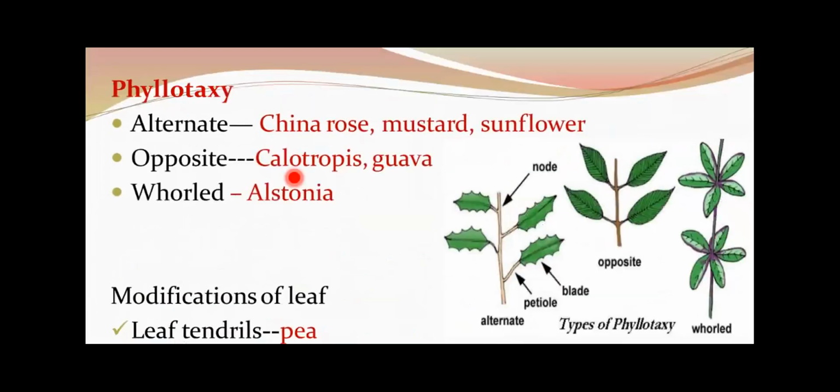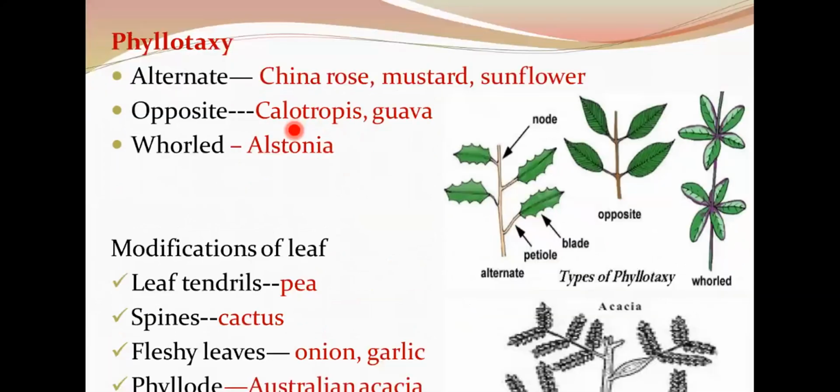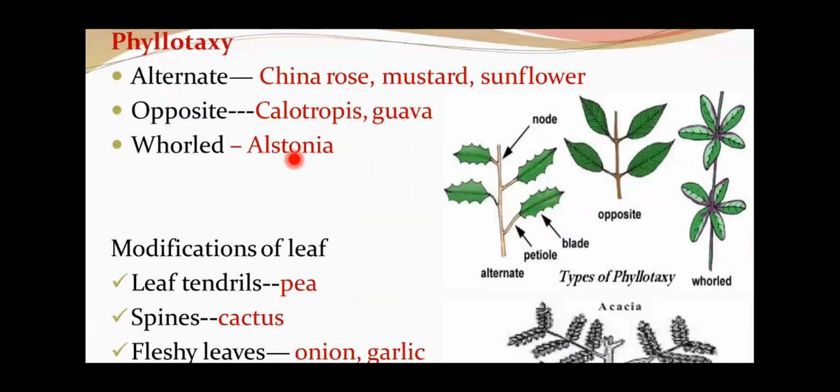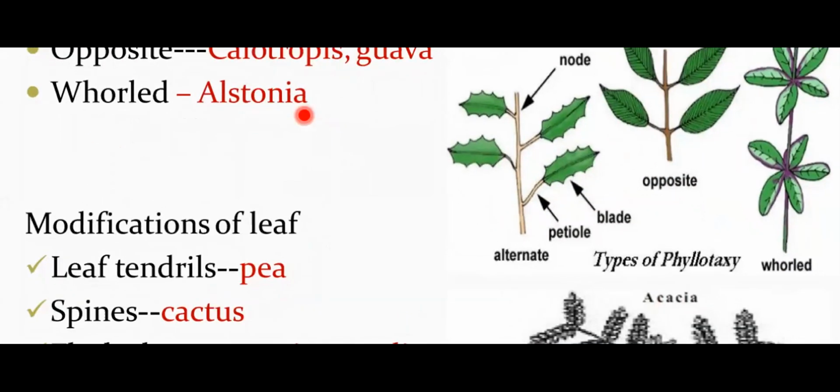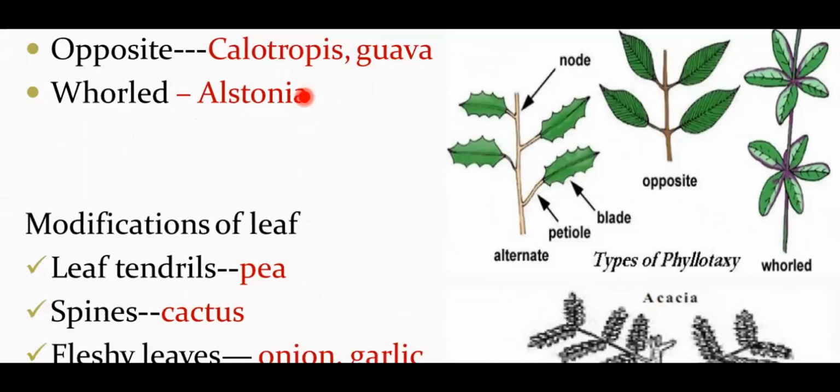Now we have the next part, that is phyllotaxy. Okay, students, what is phyllotaxy? Phyllotaxy is nothing but the arrangement of leaves on the stem or its various branches. This arrangement is called phyllotaxy. There are three types of phyllotaxy: alternate, opposite, and whorled. Examples are cited here. For alternate phyllotaxy, examples are China rose, mustard, and sunflower. You can even see the diagram here for alternate phyllotaxy, opposite phyllotaxy, as well as the whorled phyllotaxy.